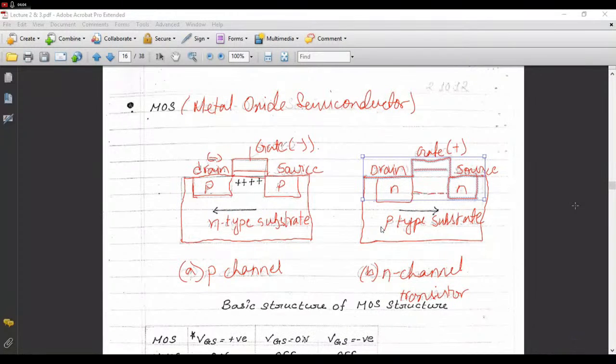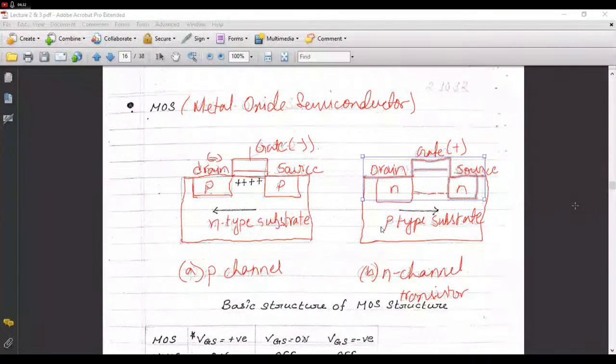So we can see metal oxide semiconductors are of two types. One is p channel, one is n channel. And among these two different types of MOS, there are also categories. One is known as enhancement type, and another one is depletion type. Do you remember that?